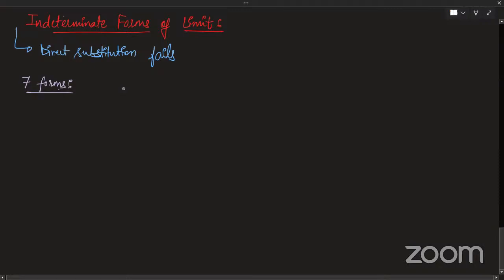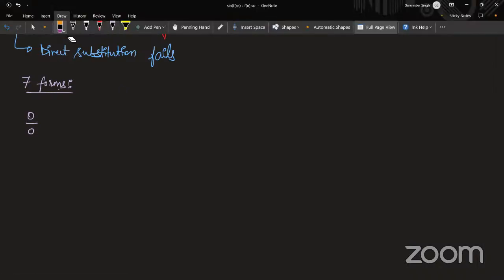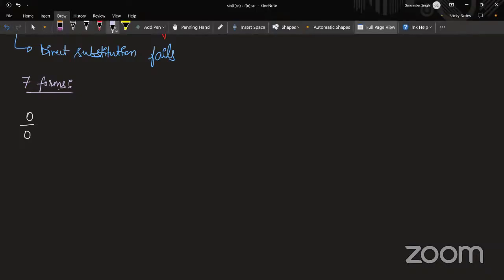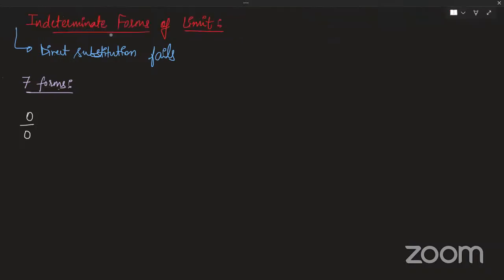So till now we were discussing 0 by 0. 0 by 0 is the most intuitive of them all because even a 7th or 8th class kid knows that 0 by 0 is not defined. Similarly, there are 6 more cases where you will not be able to put your values of x and get the value of the limits. What are those 6 more cases? If anyone has studied in college, maybe.